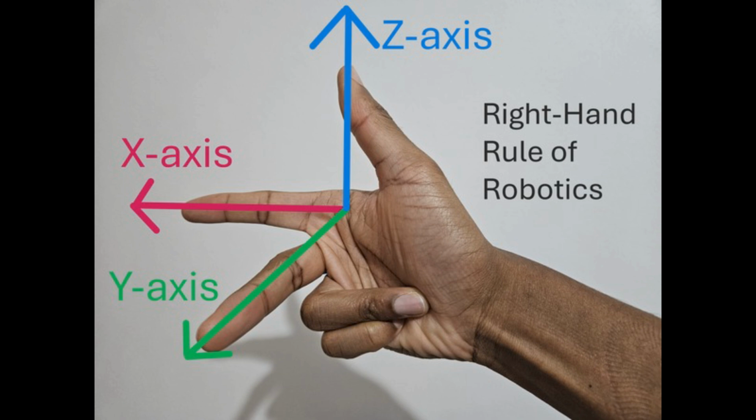That represents the x-axis. That's the red axis. Now take your middle finger and point it towards the left. That represents the y-axis. It's green. And now point your thumb towards the sky. Your thumb represents the blue, the z-axis.